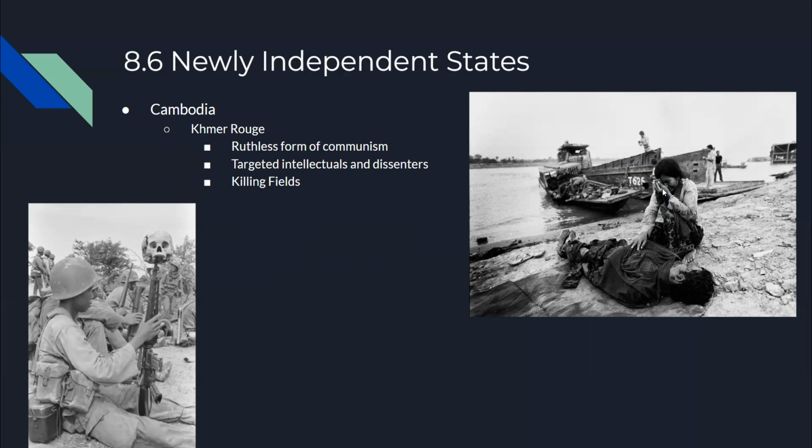There were mass graves of victims from the killing fields of Cambodia. Sorry, not California. I can't speak today. My bad. Many of these killing fields continue to be discovered today, and the death toll was horrendous. These pictures just show the humanity of it, with a child soldier having a human skull on the tip of his gun, and a woman crying over a dead person.